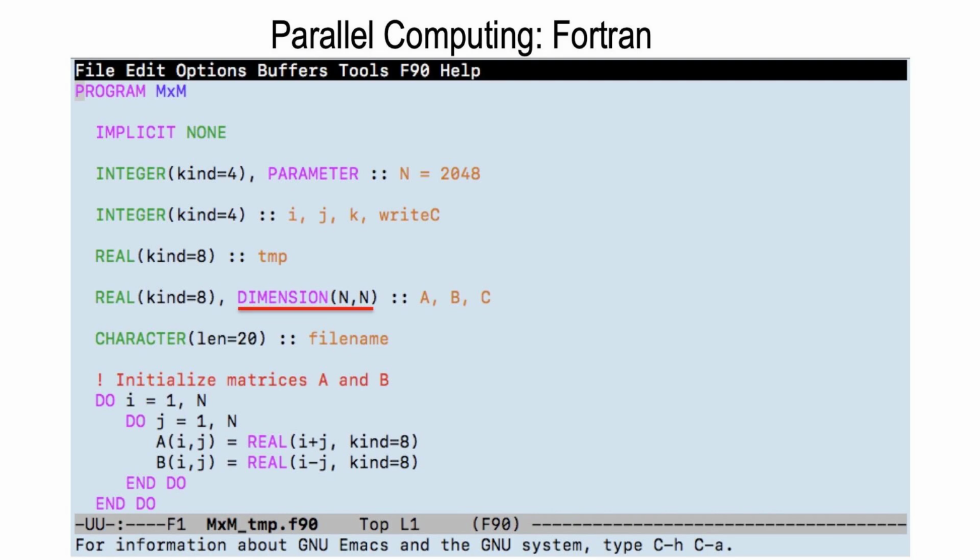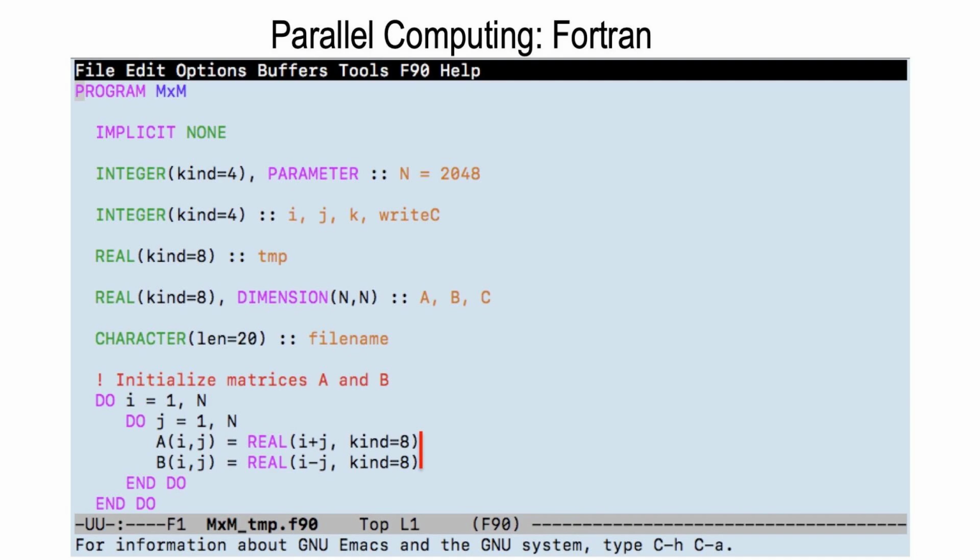I employ the dimension option, declaring the A and B and C variables as 2-dimensional arrays or matrices. I have also declared a character or text variable with 20 as the maximum number of letters or characters. In the first do loop, I initialize matrices A and B with values through a double-nested loop over i and j.